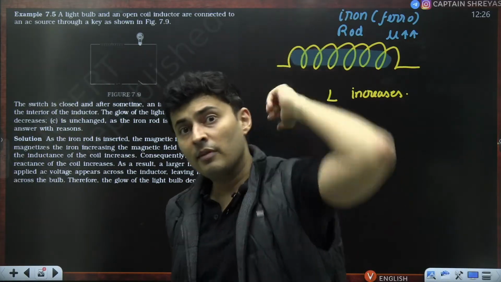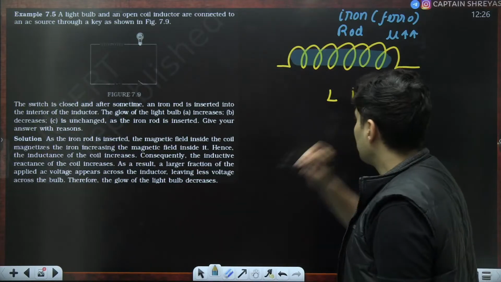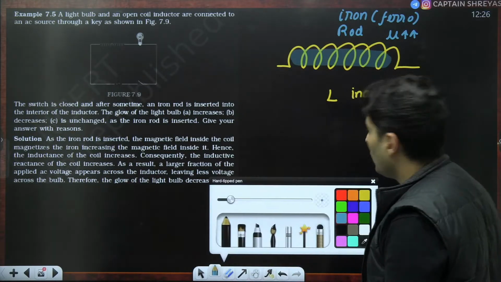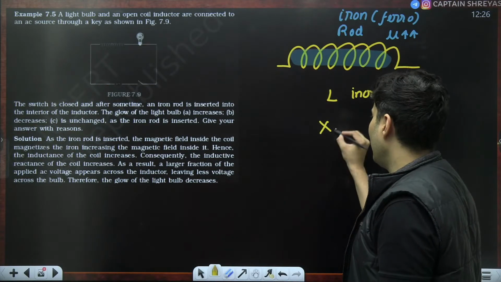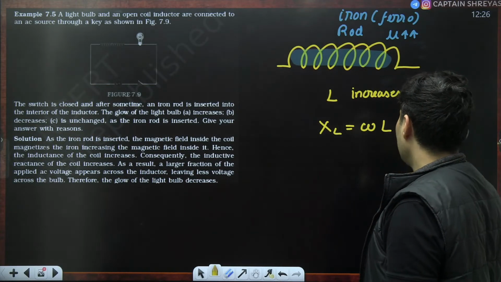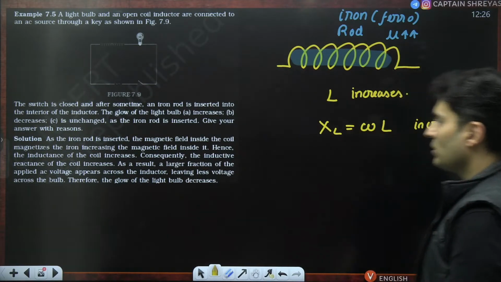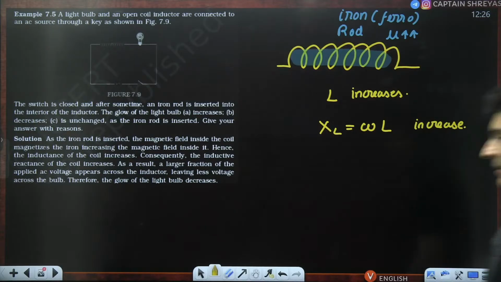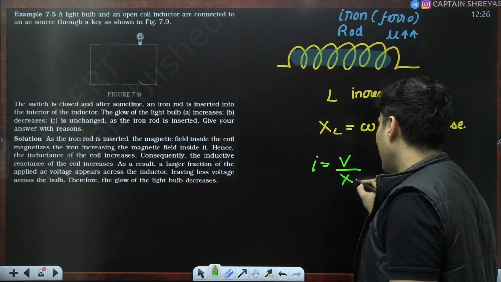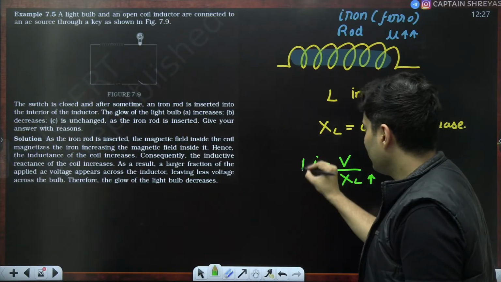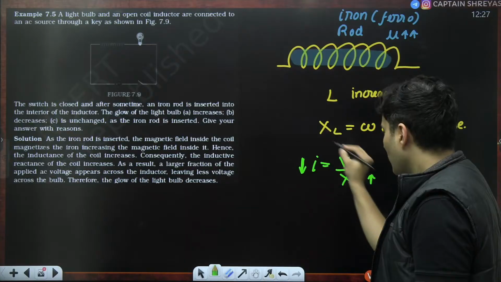Paramagnetic, go up. Ferromagnetic, even better, you increase even more. So that's why it will increase, and because of that, what will happen to the XL value? XL is omega L, that will also increase. Because of that, what will happen to the current, my dear warriors? Current is voltage by XL. If this goes up, this will go down. So the current decreases.